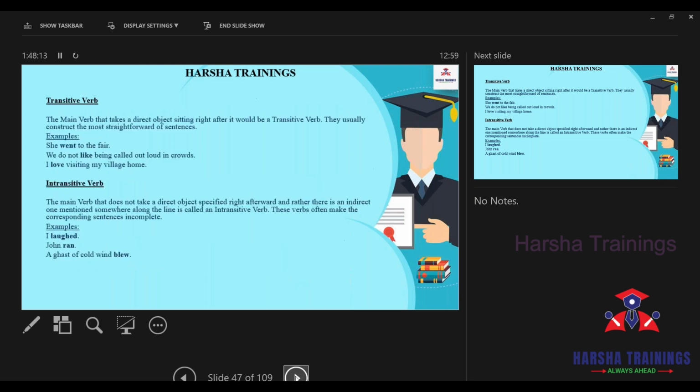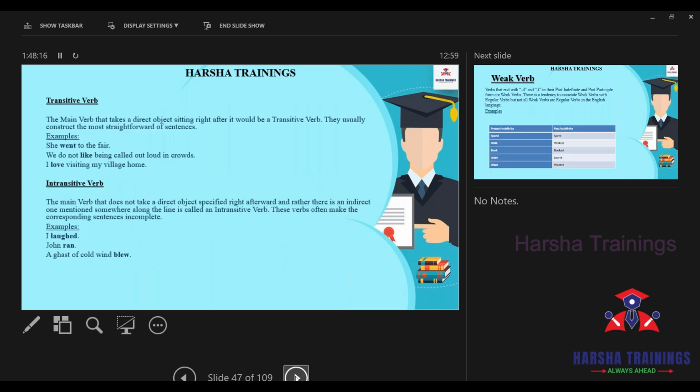Okay, now moving on. Transitive. What are transitive verbs? The verb that takes a direct object sitting right after it would be a transitive verb. Just look at the sentences. Don't go through the meanings, definitions, right? She went to the fair. So went becomes the transitive word.